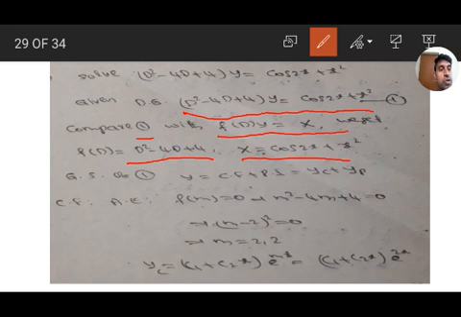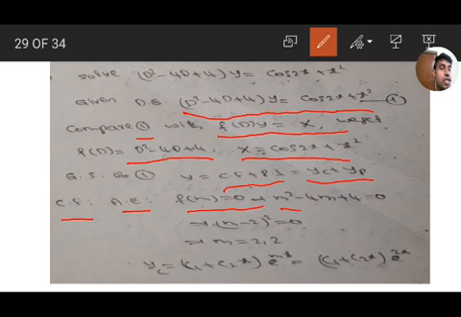So the general solution of equation 1 is the complementary function plus the particular integral, that is yc plus yp. For the complementary function, we need the general solution of f of D of y equal to 0. So we need to find the auxiliary equation. Auxiliary equation means f of m equal to 0.